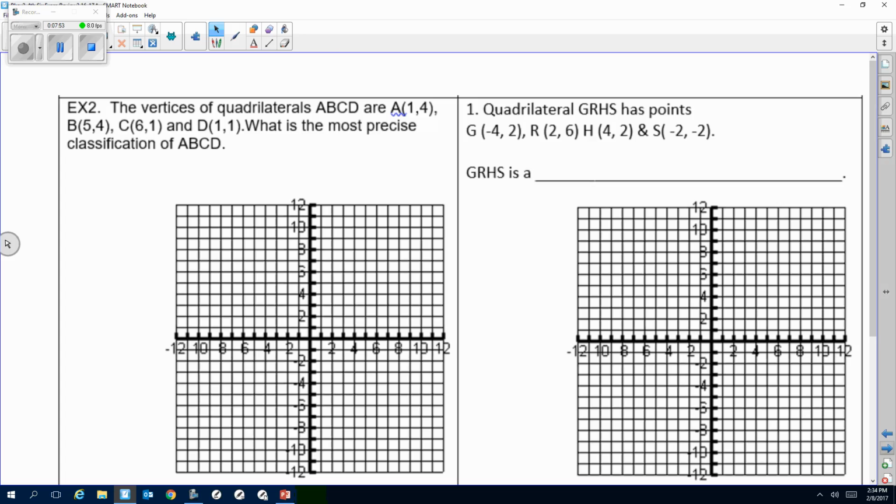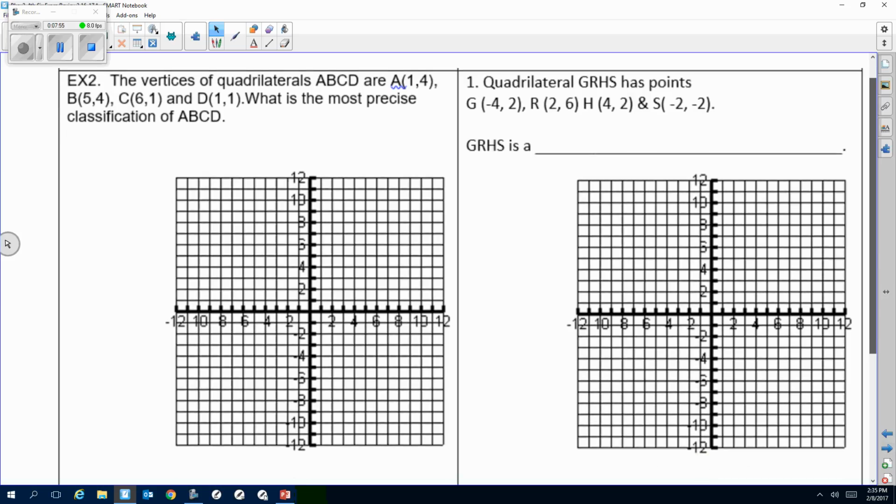So on this next one, we gave you the points to graph. We have 1, 4. There's our A. 5, 4. There is our B. 6, 1. There's our C. And 1, 1. There's our D. And if I connect, and I didn't go in order, but there, A to B to C to D. Now look at this. My prediction is a trapezoid.